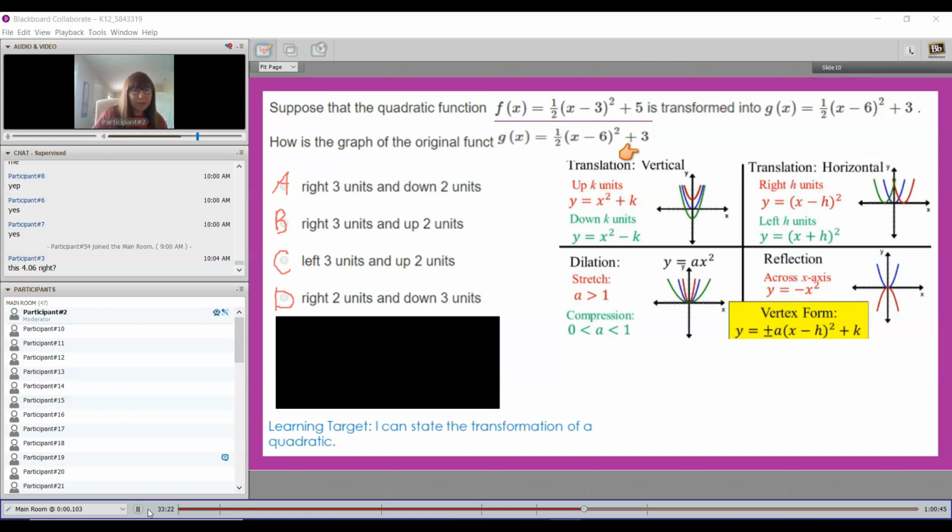Okay, how are we doing? All right, let's check it out. So most of you have A. A is the correct answer. So does anyone want to explain to me? Yep, this is 4.06, Melody. Can anyone explain to me what happens? Why A is the correct answer?